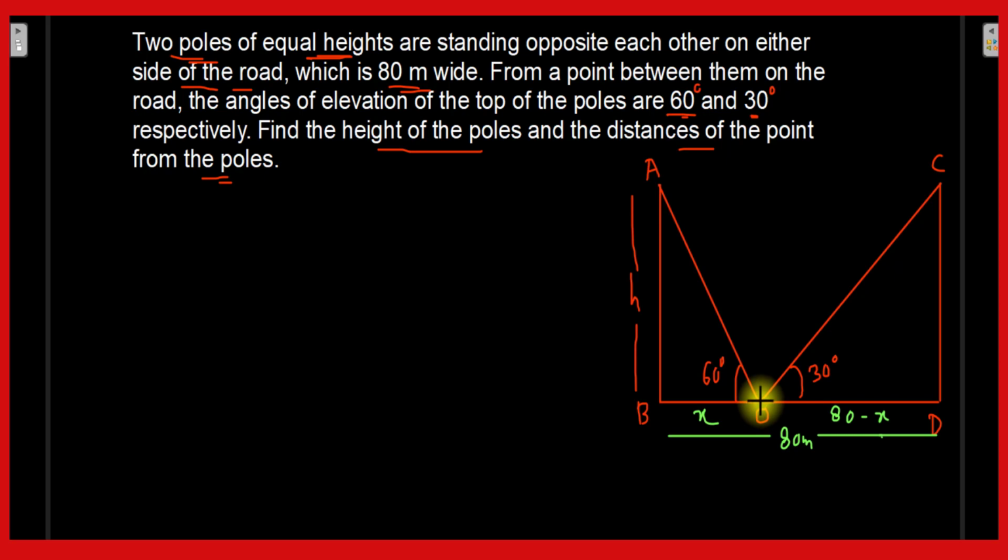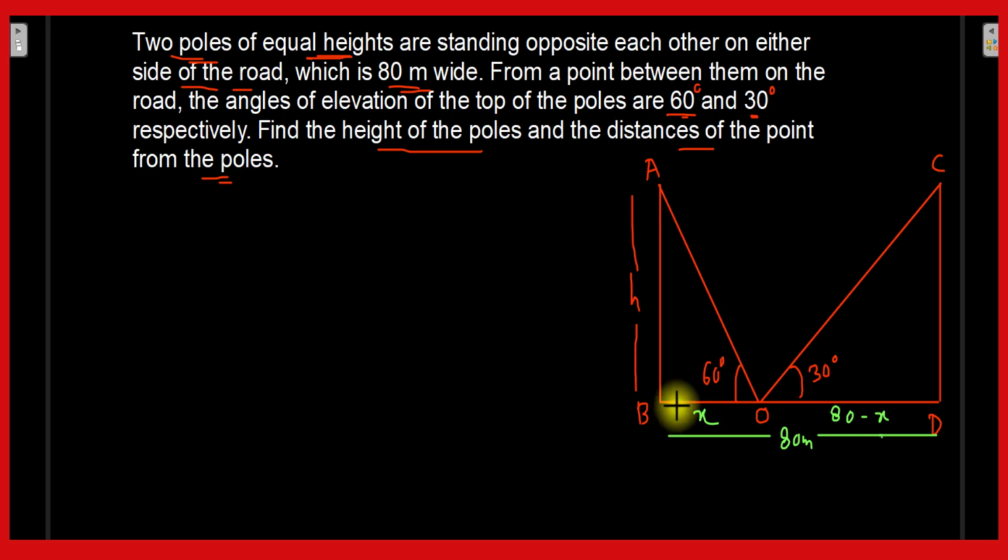If someone observes the top of the pole AB, then the angle of elevation formed is 60 degree, and if someone observes the top of the pole CD, that is point C, the angle of elevation formed is 30 degree. You have to find the height of the pole, it means you have to find h, and also the point of observation, means you have to find the BO distance as well as OD distance. It is also given that the width of the road is 80 meter. It means the distance between the 2 poles is given as 80 meter.